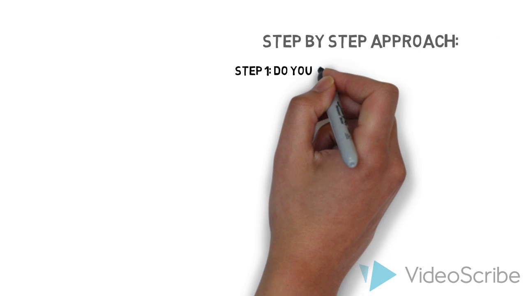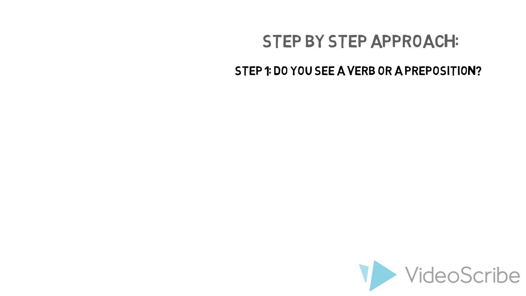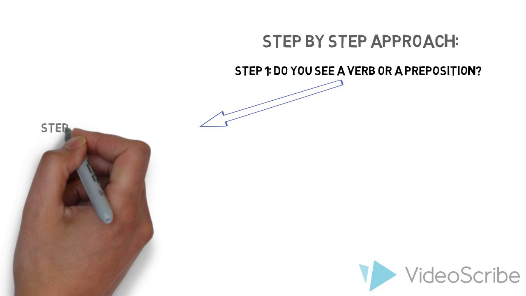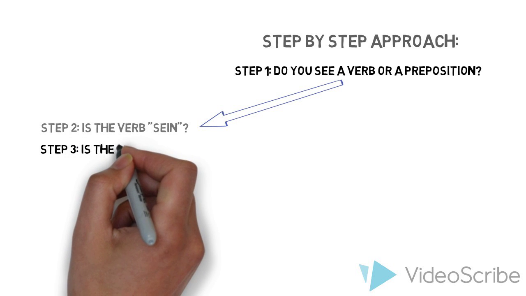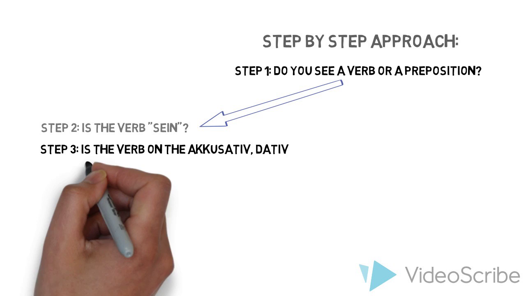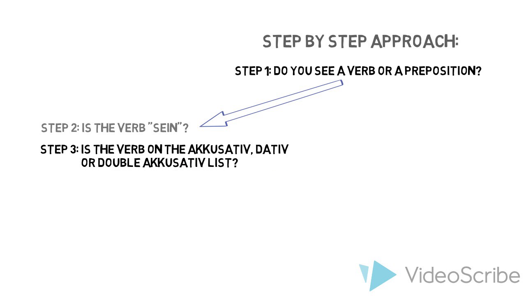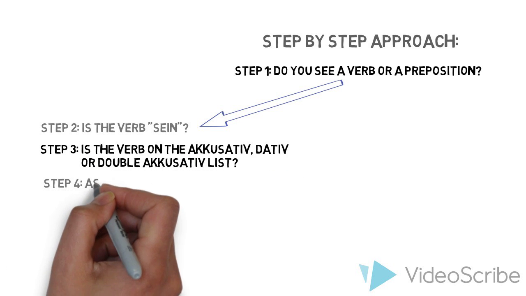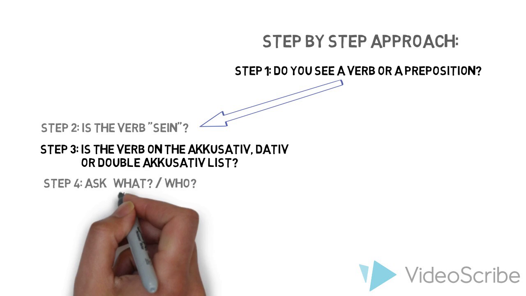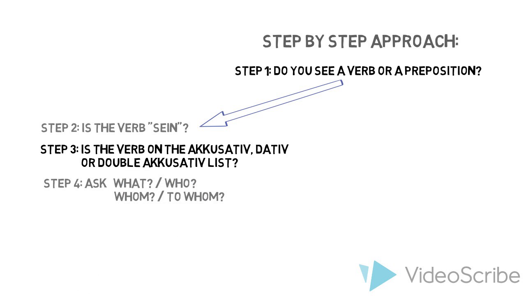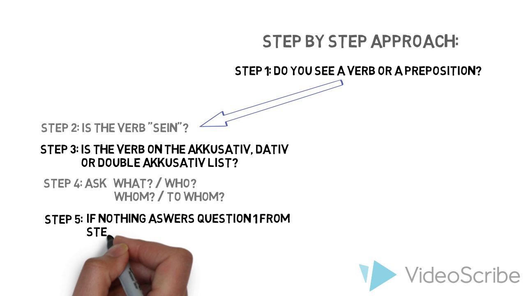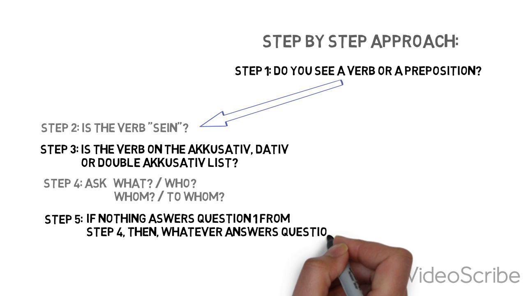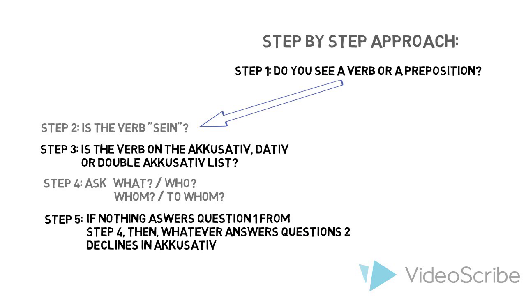Step number 1. Are we declining from a verb or a preposition? Step number 2. Is the verb sein? Step number 3. Is the verb contained in the accusative, dative, or double accusative list? Step 4. Ask the verb what or who, and whom or to whom. Step 5. If nothing answers question 1, then question 2 declines in accusative. Perfect. So that makes it for verb declensions.